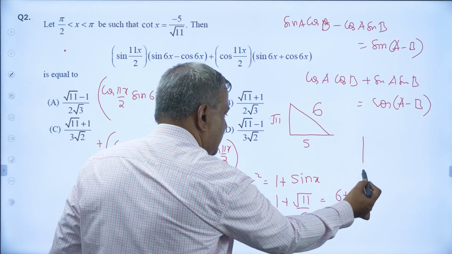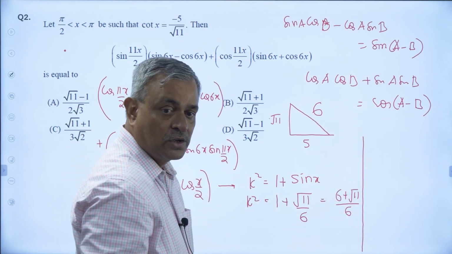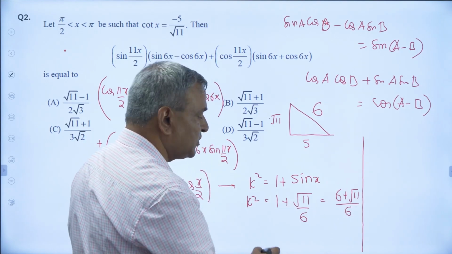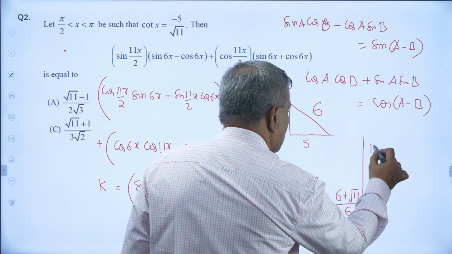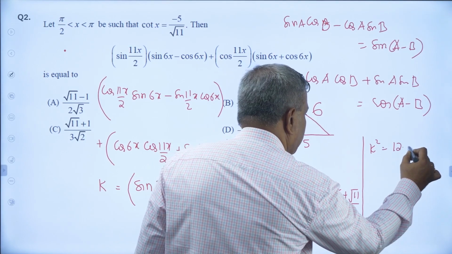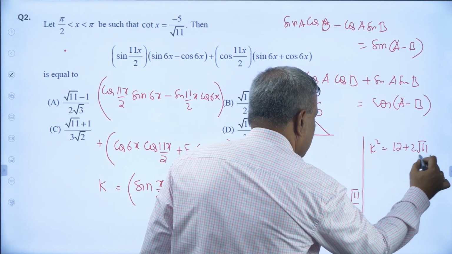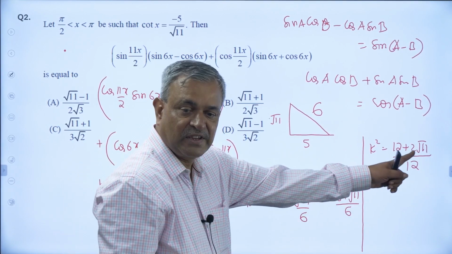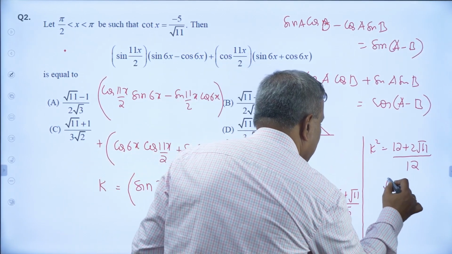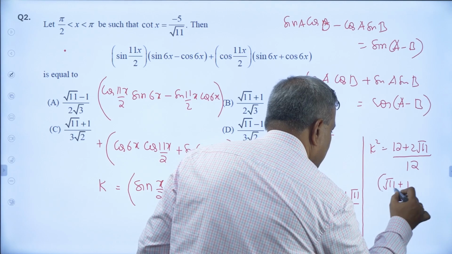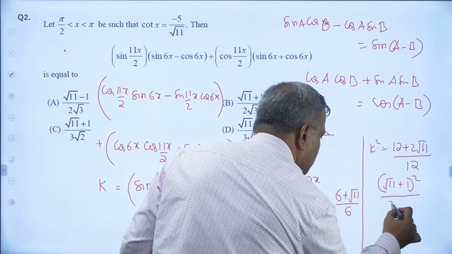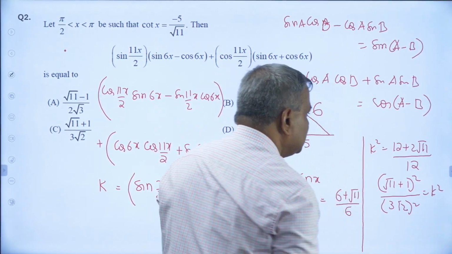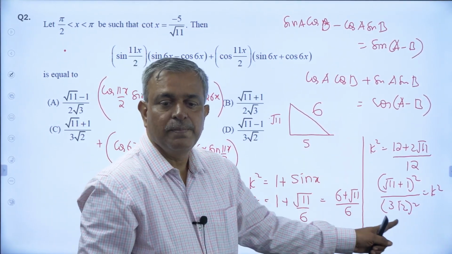If we studied surds in the junior classes, we have to find the square root of it. Before that, we have to multiply by 2. k square is equal to 12 plus 2 root 11 by 12. See the beauty of the question: root 11 is given, so this can be written as root 11 plus 1 whole square over 3 root 2 whole square, equal to k square. This is the only trick in this problem.